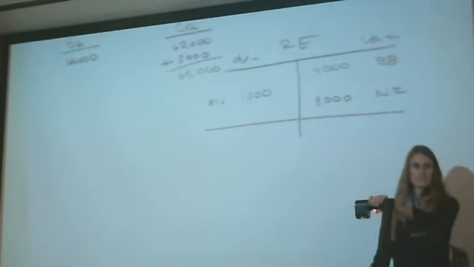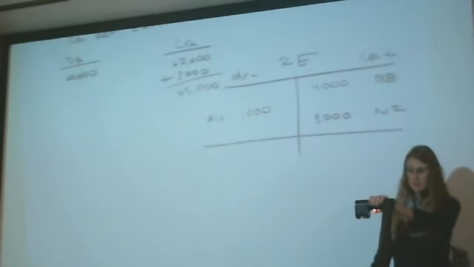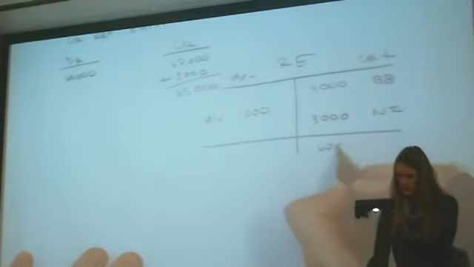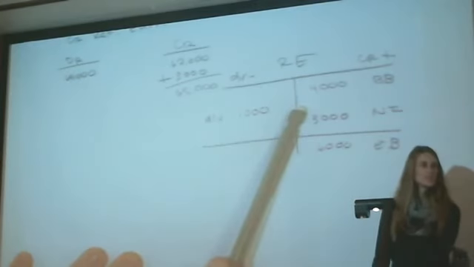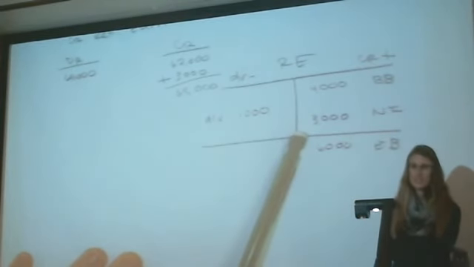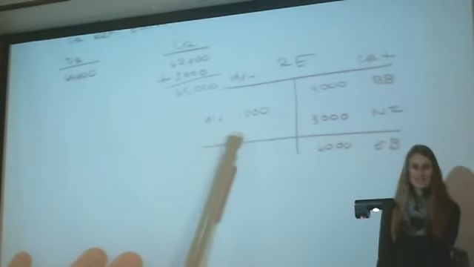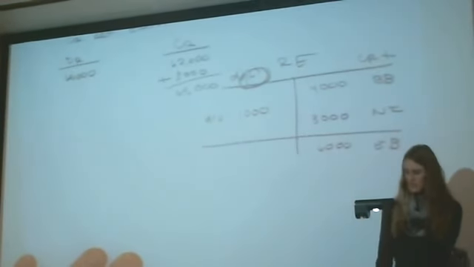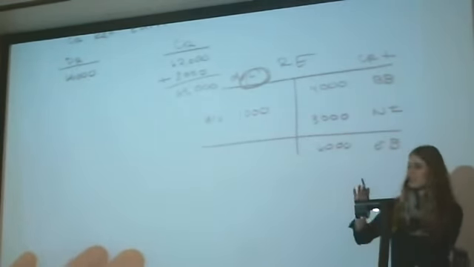Therefore, what's my ending balance? $6,000. 4,000 plus 3,000 is 7,000, minus 1,000 gives you an ending balance of 6,000.